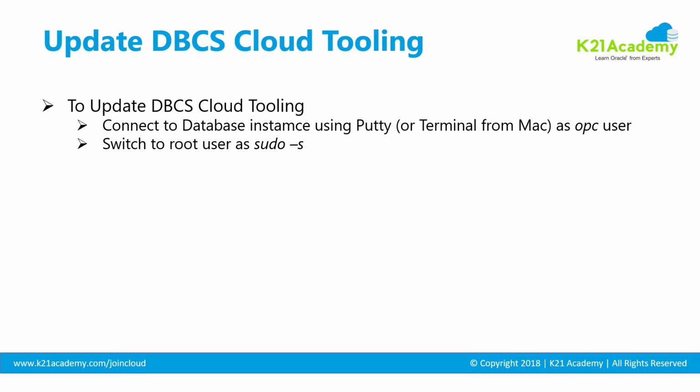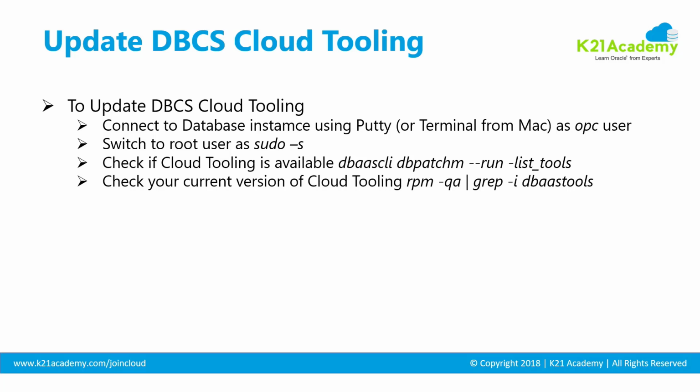But here, at a high level, you connect to your Database Cloud Service instance using PuTTY, and you switch, as the opc user, to the root user. Then you run the DBaaS CLI. DBaaS CLI is the command line utility to apply patches on the database, and you say list tools.